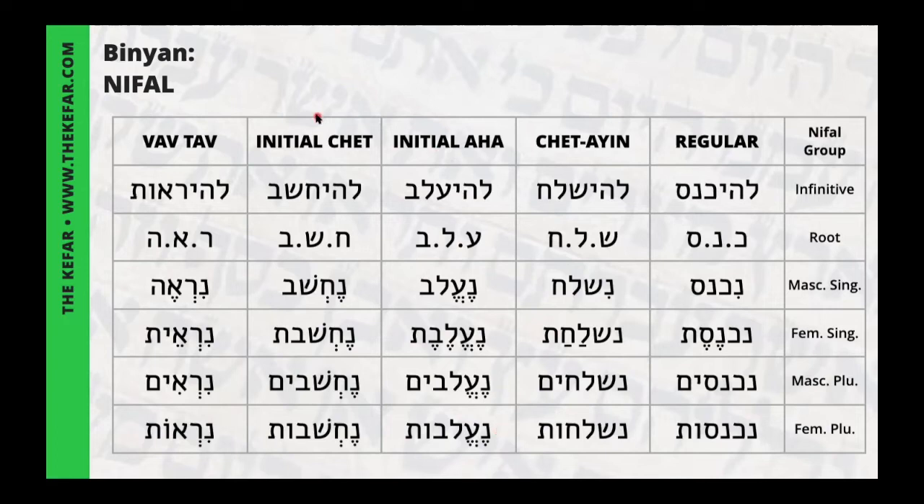We have our initial chet group, nifal verbs where the first letter of the shoresh is chet, and this sounds like nechshav, nechshevet, nechshavim, and nechshavot. And finally, we just reviewed the vav tav group, where the verb infinitive ends in vav tav. We change it to a hey for the conjugation, and it sounds like nir'eh, nir'et, nir'im, and nir'ot.